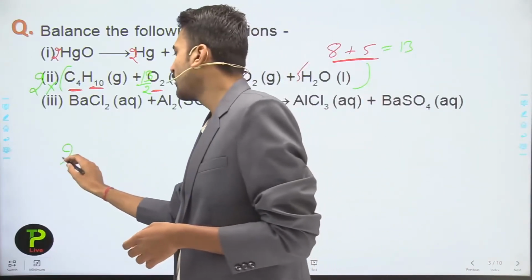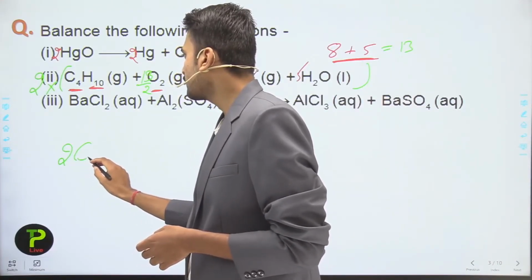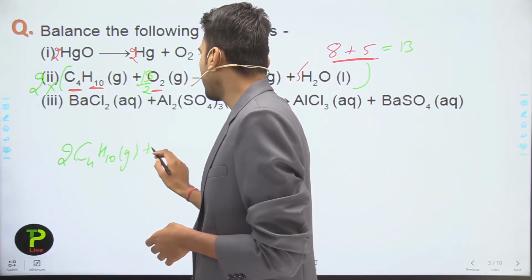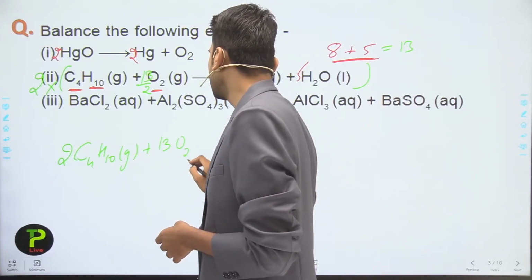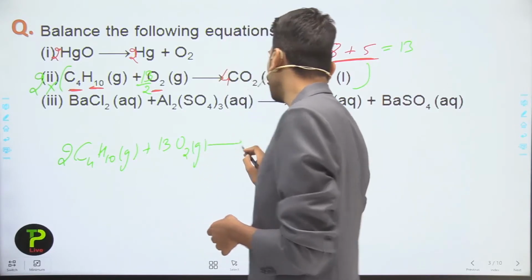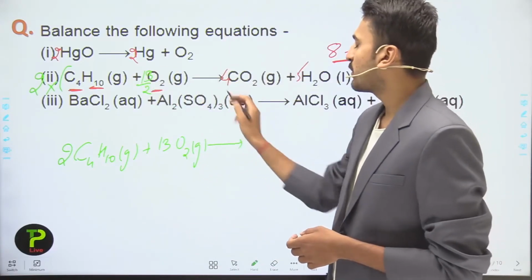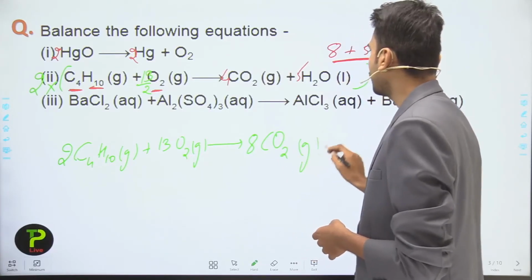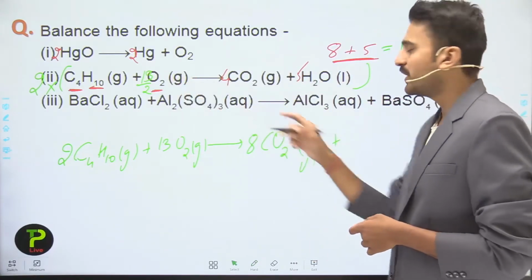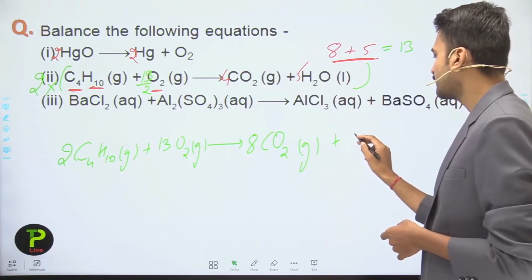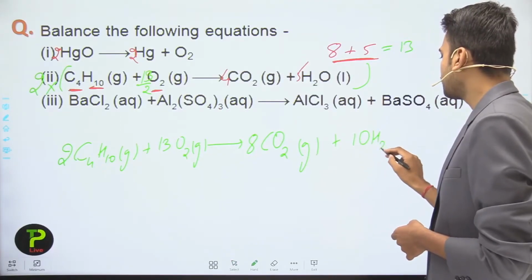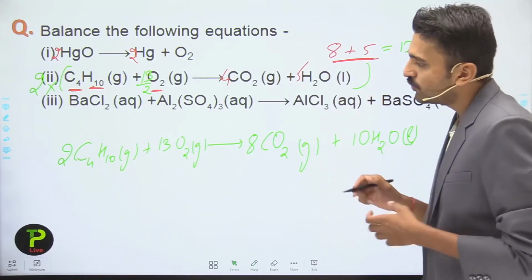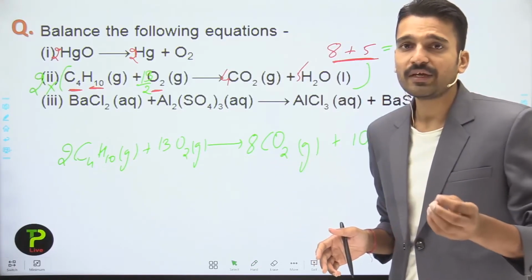We get 2 C4H10, which is in the gaseous form, reacting with 13 O2, which is also in the gaseous form, forming 2 multiplied by 4, that is 8 CO2 in the gaseous form, while 5 multiplied by 2 gives 10 H2O, which is in the liquid form. So here you get the balanced chemical equation.